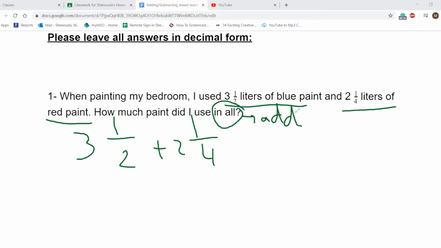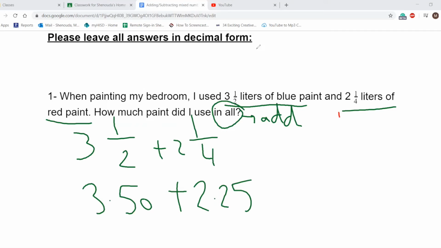Since I want my answer to be in the decimal form, I need to convert 2 1/4 into a decimal. We said that half, in terms of money, is half a dollar, which is 50 cents. So 3.5 would be $3.50. Plus, we said that 1/4 is a quarter. So 2 1/4 is $2.25 in terms of money. Now to add decimals, I suggest that you use the place value chart because it will help you organize the numbers and align them correctly.